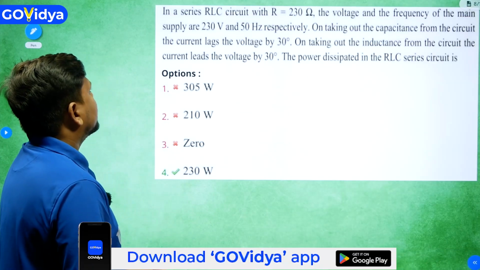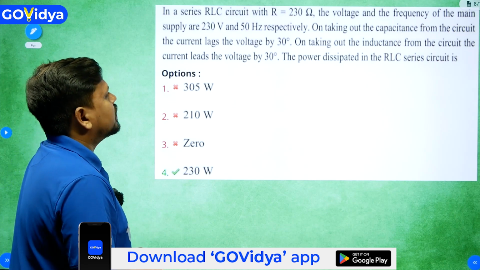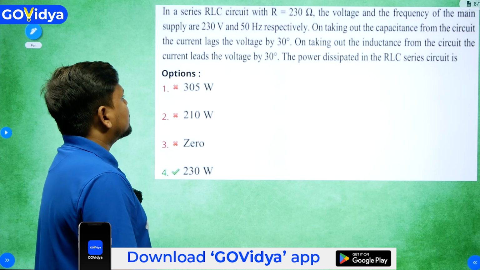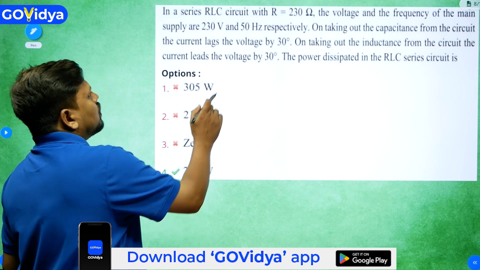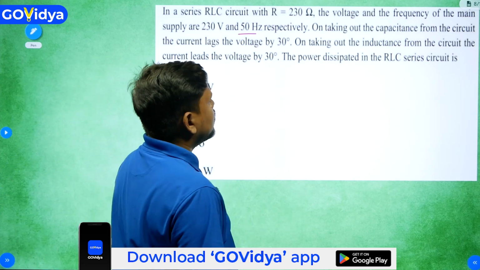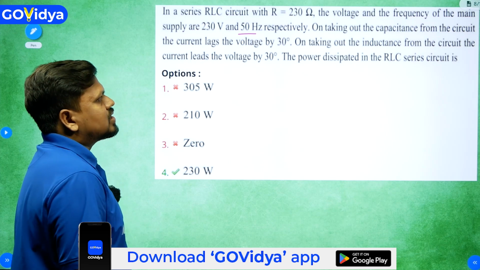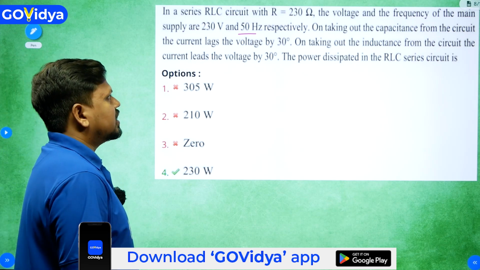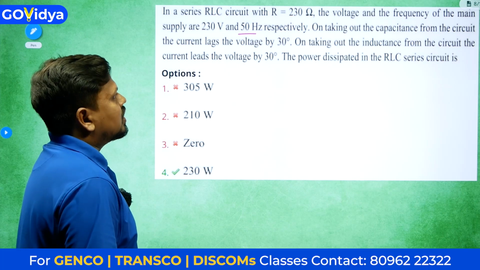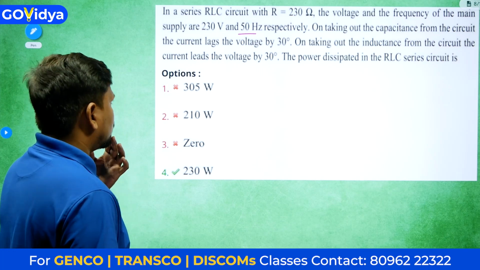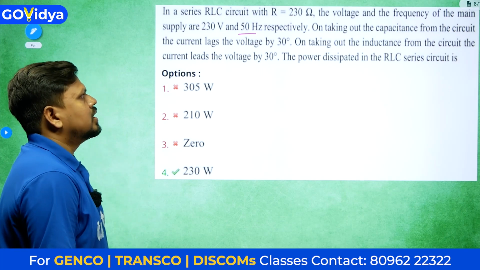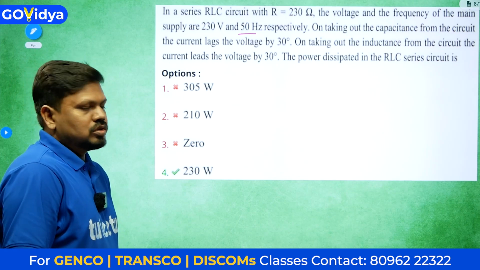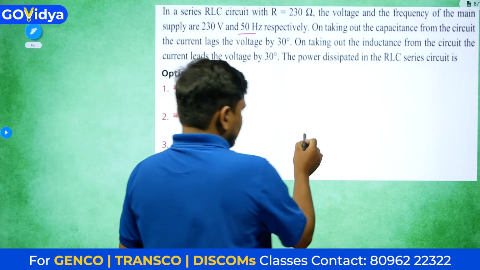The next question: in a series RLC circuit with R equals 230 ohm, the voltage and the frequency of the mains supply are 230 volt and 50 hertz respectively. On taking out capacitance from the circuit, the current lags the voltage by 30 degree. On taking out the inductance from the circuit, the current leads the voltage by 30 degree. The power dissipated in the RLC series circuit is, okay, so they are asking about an RLC series circuit.